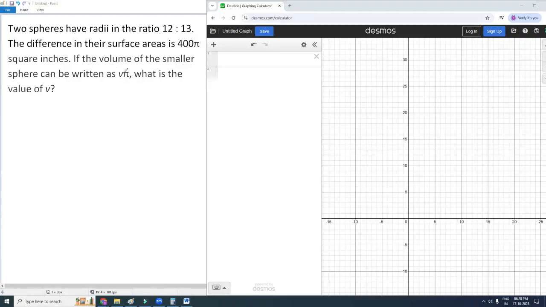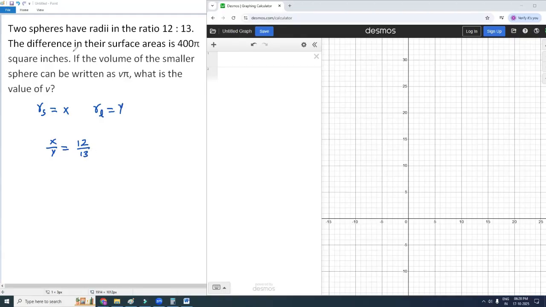Our aim is to get the volume of the smaller sphere so that we'll be able to get the value of V. Now let me consider the radius of the smaller sphere as x and the radius of the larger sphere as y. Then, according to this information, the ratio of the radii of the two spheres, 12 to 13, can be written as x over y equals 12 over 13.